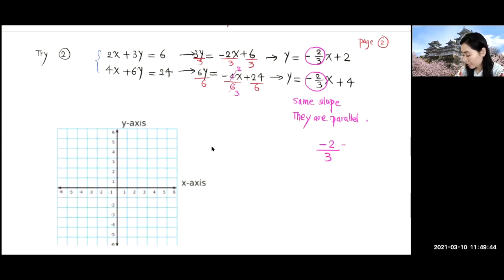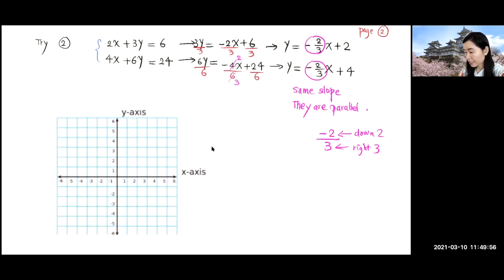You can think about this as a rise and a run. So you're going to go down 2, and then the run here is positive 3, and you go to the right 3. So over here, I'm going to locate the y-intercept, the 2 over here. And then from the y-intercept point, I'm going to go down 2, right 3. So down 2, right 3 will be this point right here.